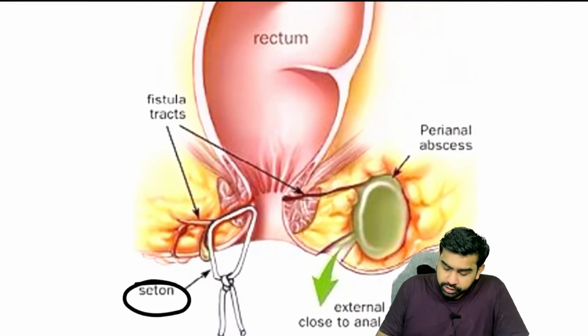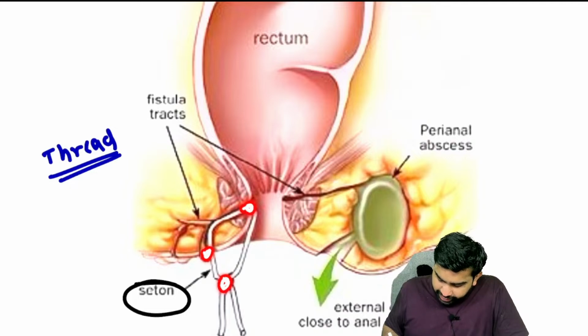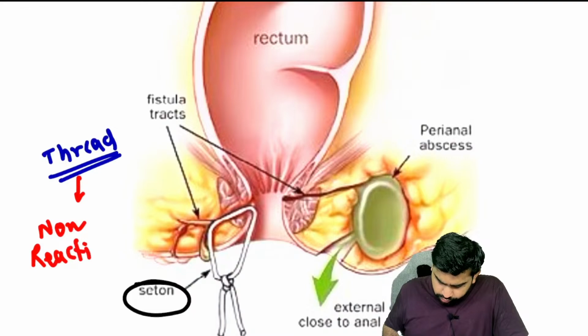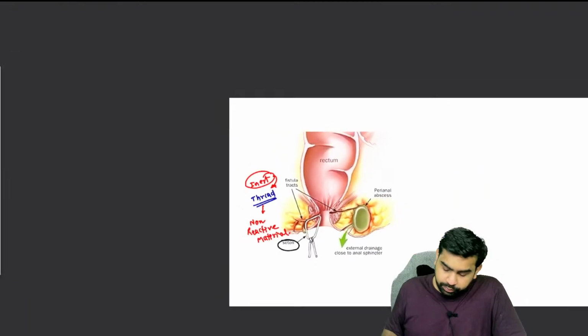What is the seton? A seton is basically a thread which you pass from the internal opening and the external opening, and then you tie it over here. This particular thread is made up of a non-reactive material, so rather, it is an inert material.